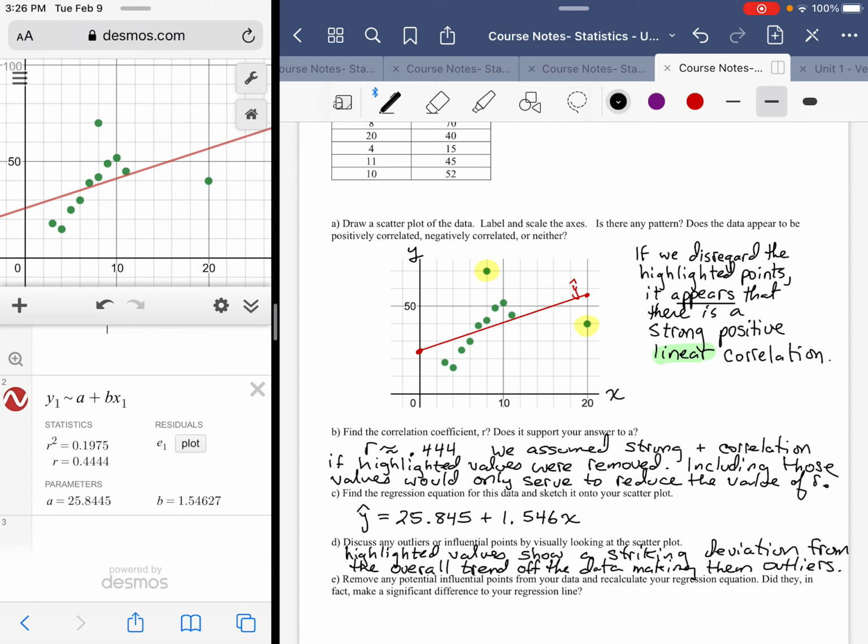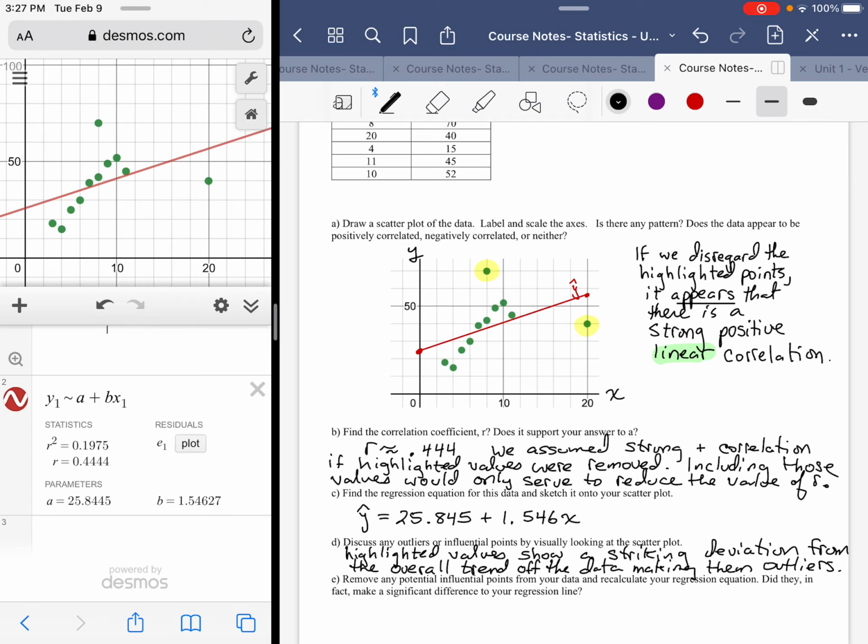Now, influential points are a special case of outliers. So one of them could be an influential point, but we're not really sure which one, or maybe both would be considered influential points. So what we want to do is remove anything that we suspect to be an influential point and recalculate the regression equation and see if there's any kind of significant impact on the model itself.